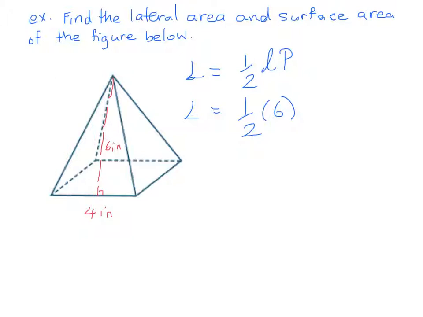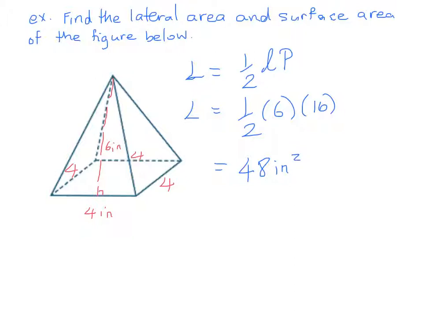Well, we don't know P yet, but it's not so hard to find. 4, since it's a square base, 4, 4, and 4. So our perimeter is 16. So we go ahead and substitute 16 here. And now we can plug it into our calculator, and we get 48 inches squared.